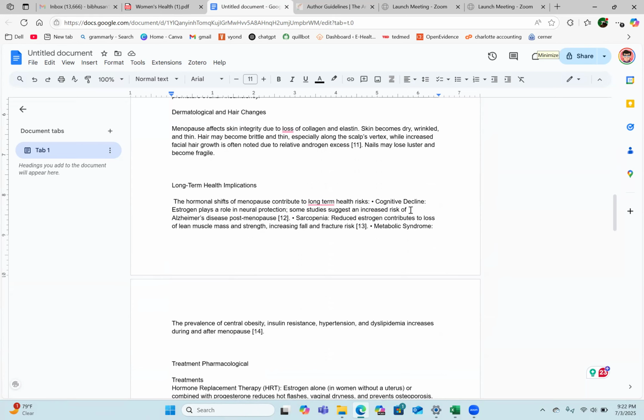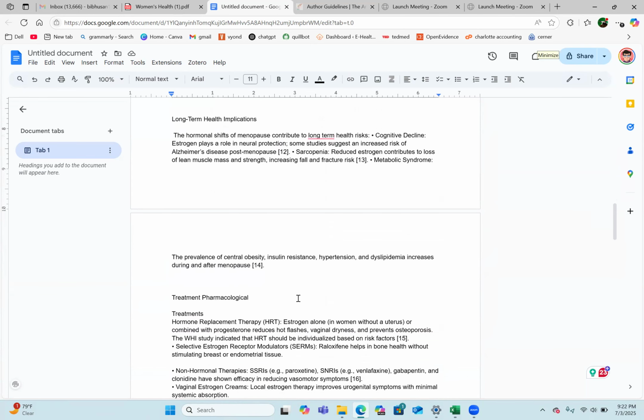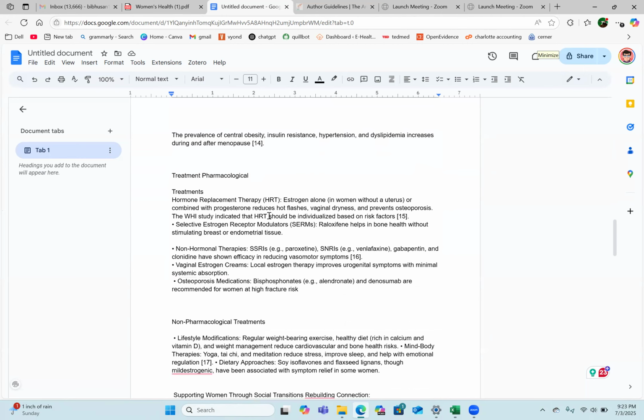I would say focus on cognitive decline because that matters to me the most, more than metabolic syndrome and menopause. Write a paragraph on that rather than writing about sarcopenia. And it's a good topic as doctors. You don't want to miss this because these are important things. But while writing this kind of article for patients and families, you want to focus on what they want, not what you want.